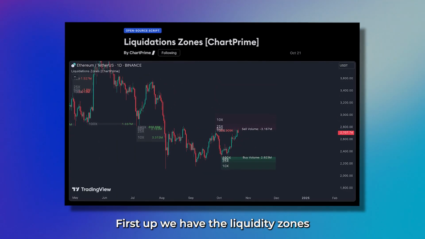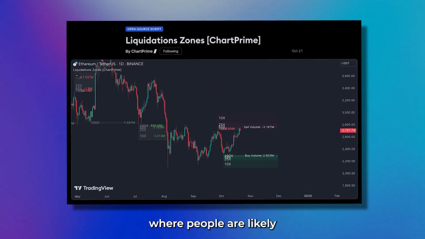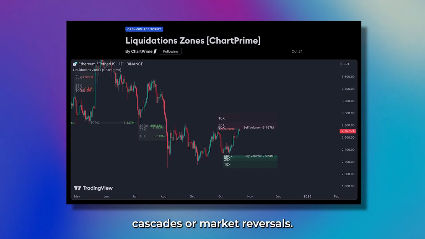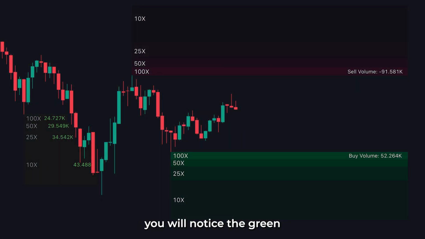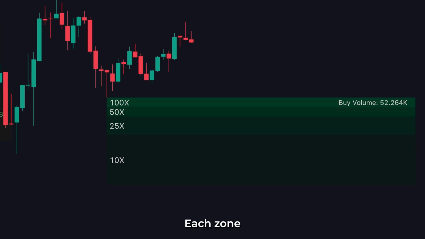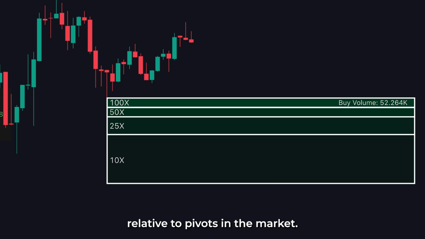First up, we have the liquidity zones, showing you exactly in the market where people are likely to be liquidated, along with key volume metrics, allowing you to predict cascades or market reversals. Upon loading the indicator, you will notice the green and red liquidation zones. They're really simple to use. Each zone shows potential liquidation zones relative to pivots in the market.